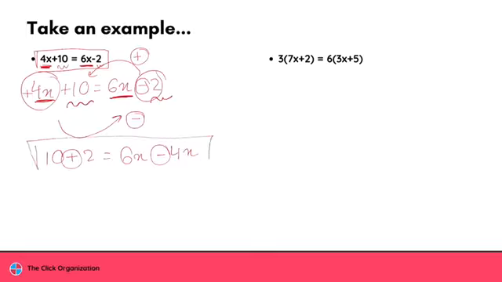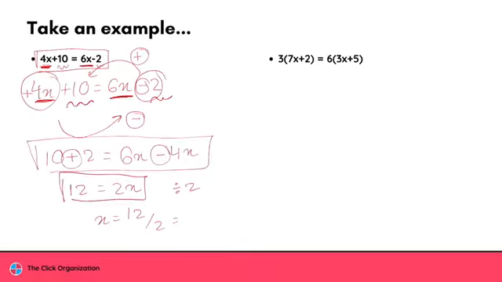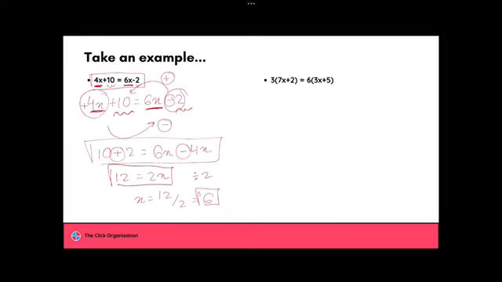So as we can see now, we have this equation over here. Let's simplify that. We'll get 12 on this side and 2x on this side. Now that we have this, we have a one-step linear equation that we can actually work with. For this, we can just divide this whole equation by 2, and we will get 12 by 2 is equal to 6, making the final answer 6.